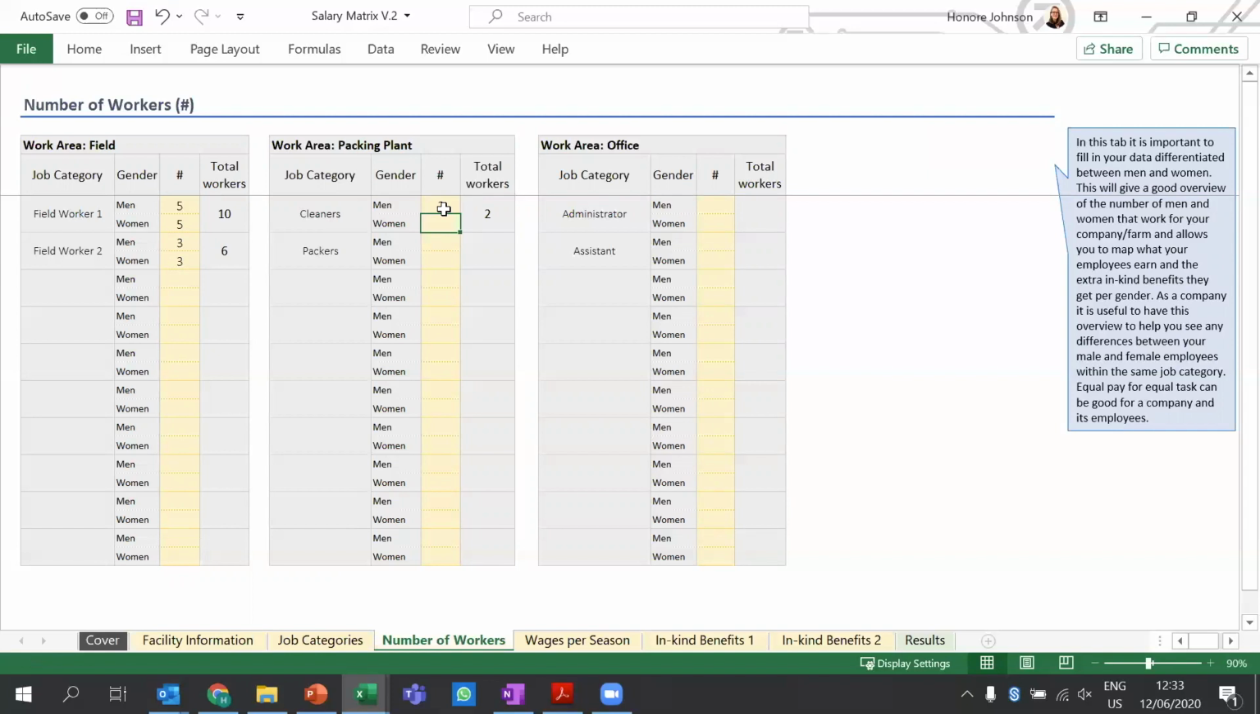For the cleaners, we will have 2 men and 2 women. Packers, we have 3 men and 2 women. Administrators, there are no men, so we can just leave this blank. And under women, we'll enter 1 administrator and 1 male assistant. It's important to fill in the data differentiated between men and women, as this will provide good gender disaggregated results. Once we are done entering the number of workers, both men and women, on this tab, we can move to the Wages per Season tab.